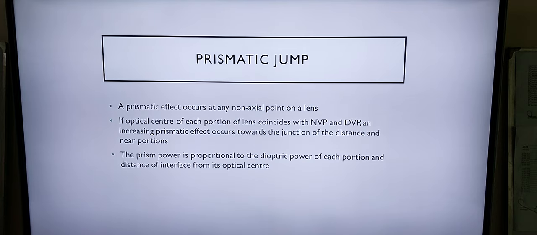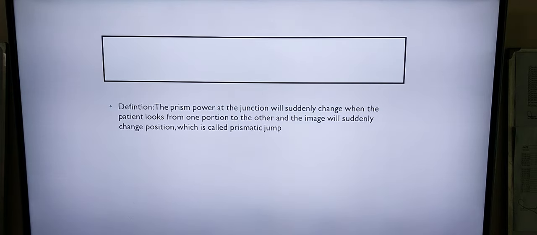What is prismatic jump? Prismatic effect occurs at any non-axial point on a lens. So, if the optical center coincides with the NVP and the DVP, an increased prismatic effect will occur towards the junction of the distance and the near portions, as discussed in bifocals. The prism power is proportional to the dioptric power of each portion and the distance of the interface from its optical center. The prism power at the junction will suddenly change when the patient looks from one portion to the other, and the image will suddenly change position. This is called prismatic jump.